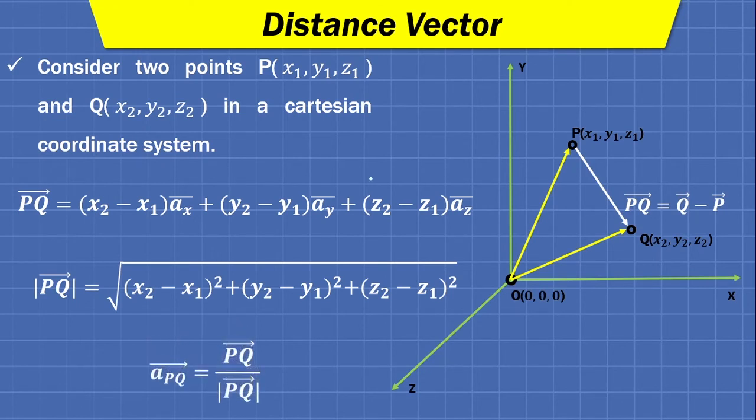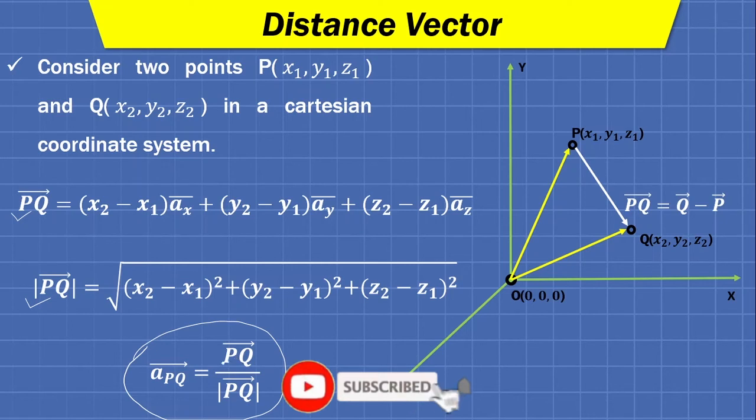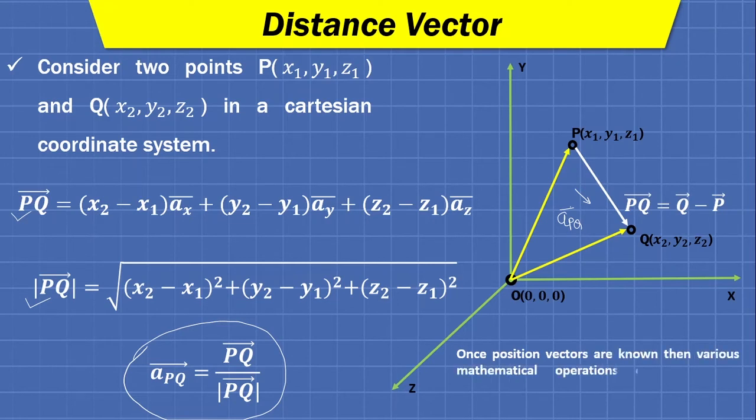Now unit vector. One may also ask to find a unit vector in the direction from P to Q. At that time we will first determine the distance vector, then we will calculate the magnitude of distance, and then we will simply take the division. So this will give you a unit vector in the direction from P to Q. Fine. So these three are the formulas which will be very helpful when we will solve the numericals. Once position vectors are known, then various mathematical operations can be easily performed in terms of components of vectors.